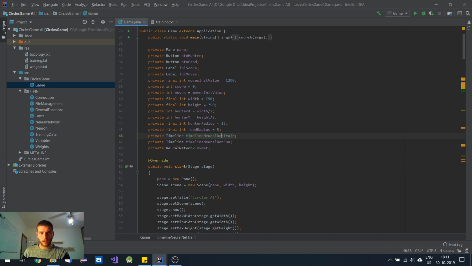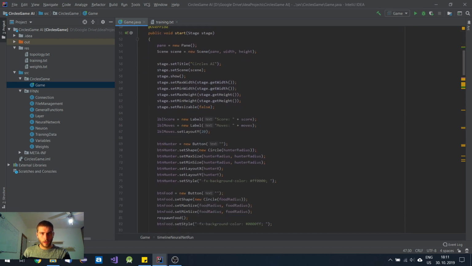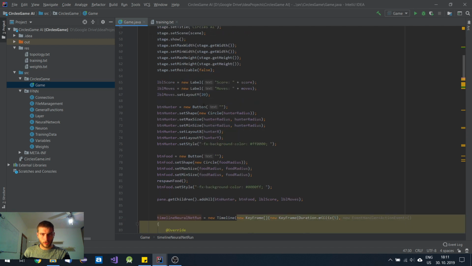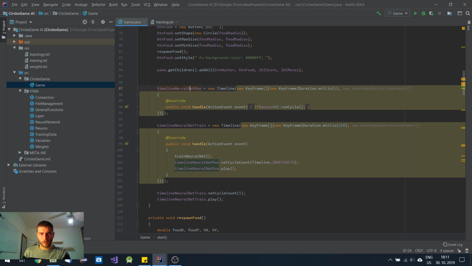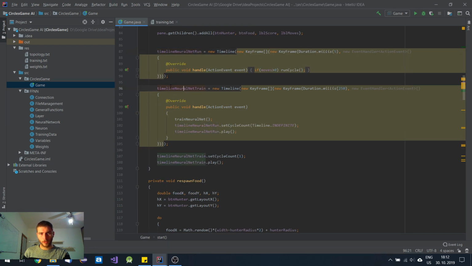Basically, here I have these two timelines. This one is for the training, which is launched only once, and this one is launched indefinitely, right after the training is done, which I can show you. Basically, here I have the stage, labels, these two buttons, which represent hunter and food, and here you can see I have this timeline for run mode, and in here I have this timeline for training, and it is launched only once, and once this training is done, then this run mode timeline is launched indefinitely, and that's the way it works.